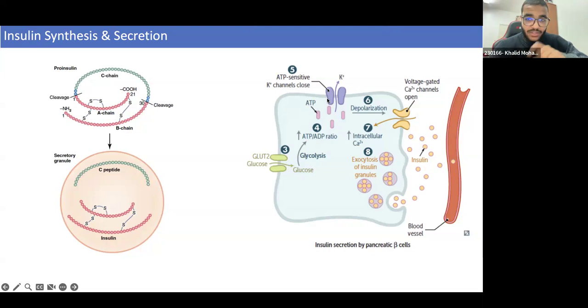So when glucose enters, these channels will open, and then potassium will leave because potassium is more inside than outside. Potassium will leave, and that will cause depolarization of the membrane of these cells, the beta cells of the islets of Langerhans in the pancreas. This depolarization will open voltage-gated calcium channels, which will increase the intracellular calcium and cause the exocytosis of insulin. Okay.